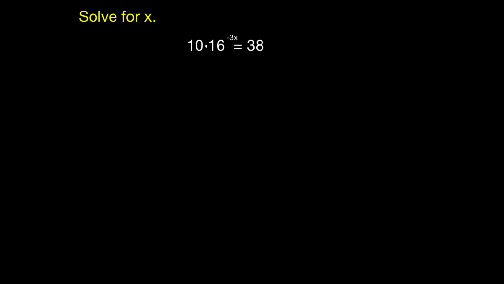I'll go over one more example. Here I have 10 multiplied with 16 raised to the negative 3x, and then that's going to equal 38. So the first thing that I'm going to do here is divide both sides by 10, just to get rid of that 10 in front of my exponential expression. Dividing by 10 on both sides, on the left hand side, the 10s are going to cancel out, leaving me with 16 to the negative 3x. And on the right hand side, I'm going to be left with 3.8.